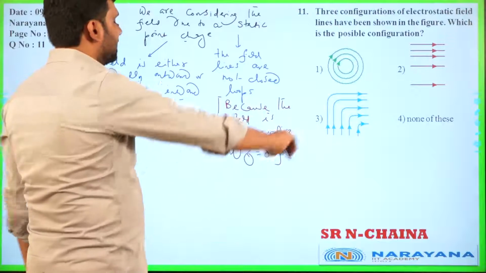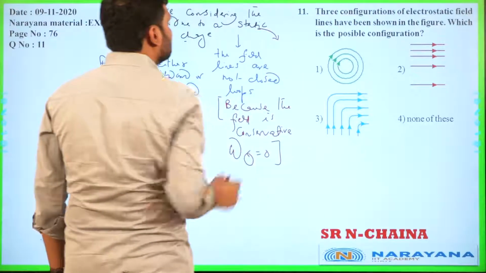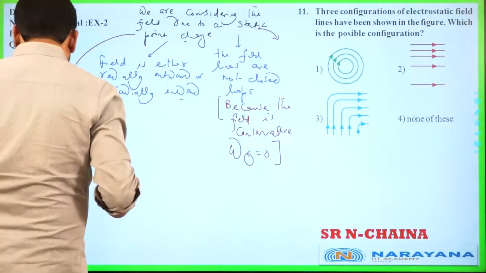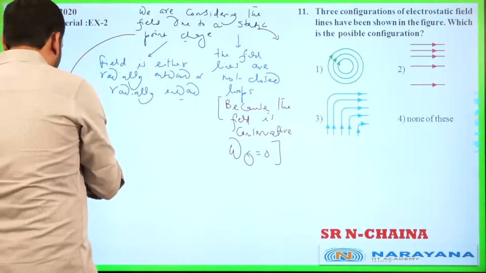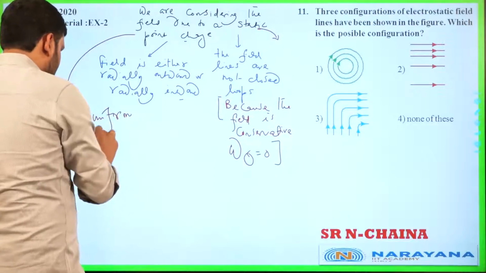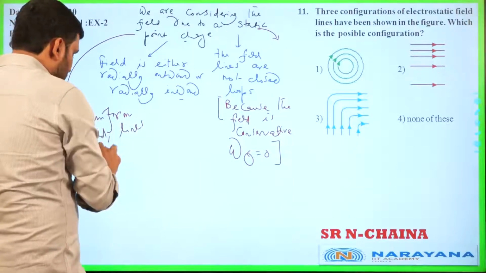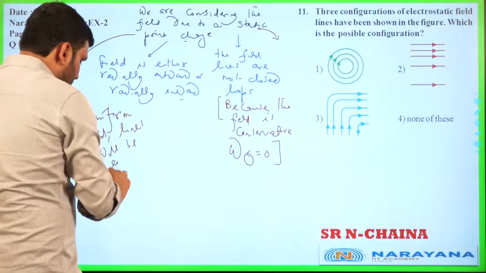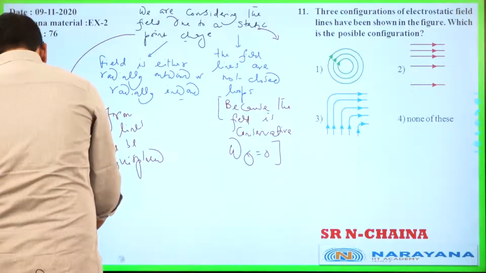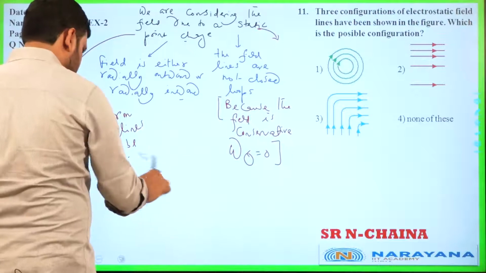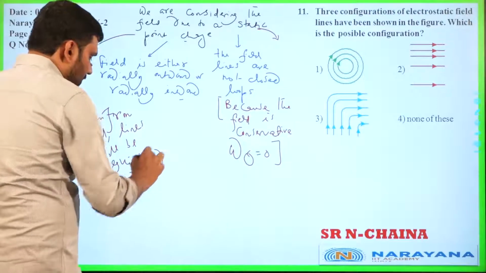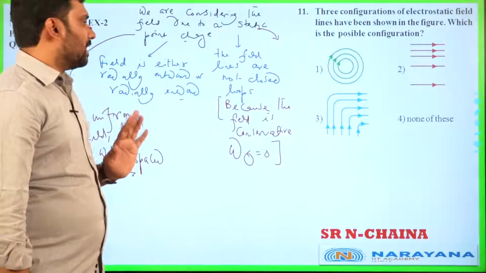And point number 3, I will write here. Point number 3 is, for a uniform field, lines will be equispaced. Okay? Lines will be equispaced. It means the distance between the lines will not change or will not vary. So let us come one by one.